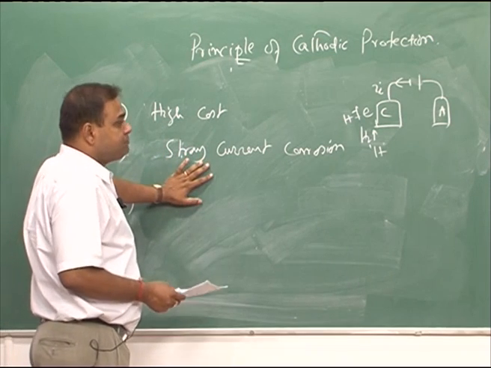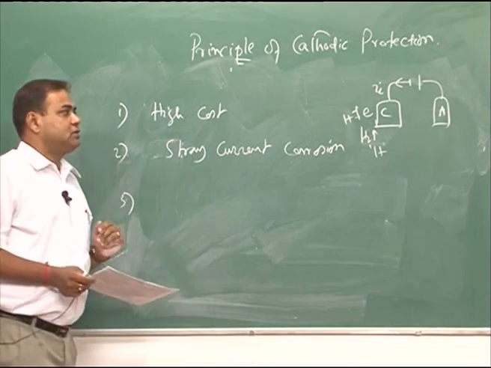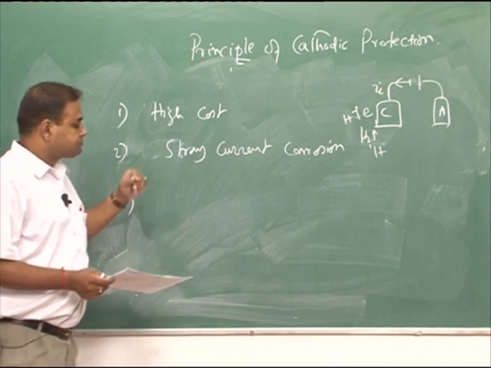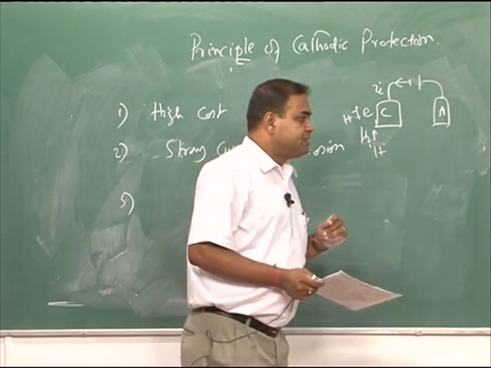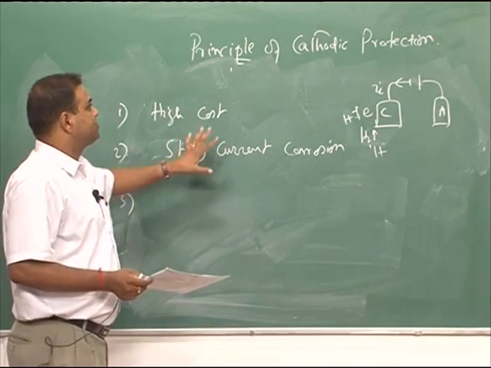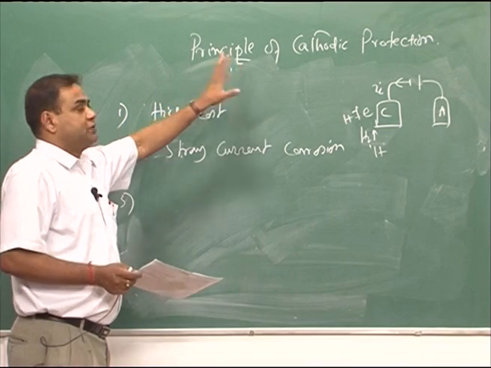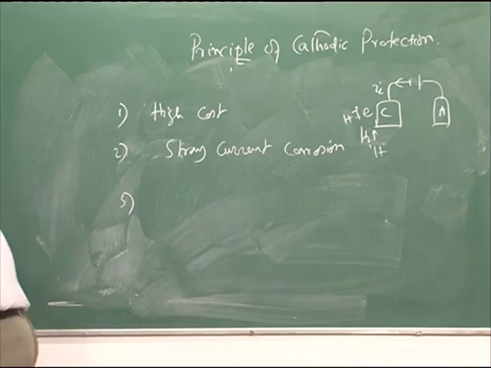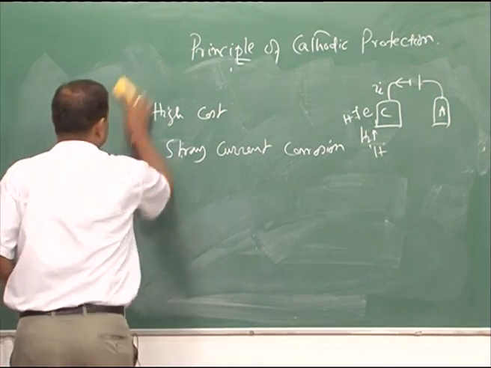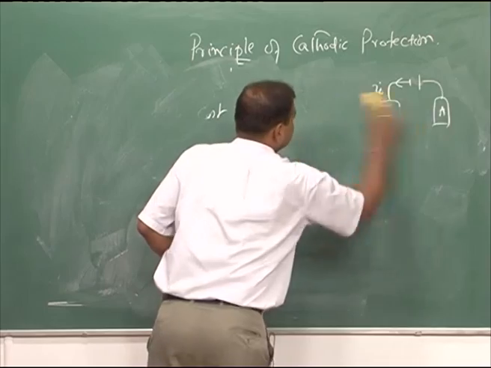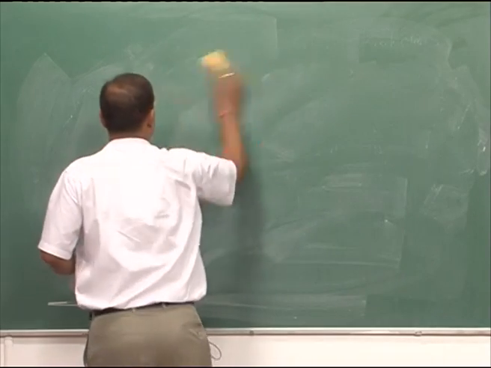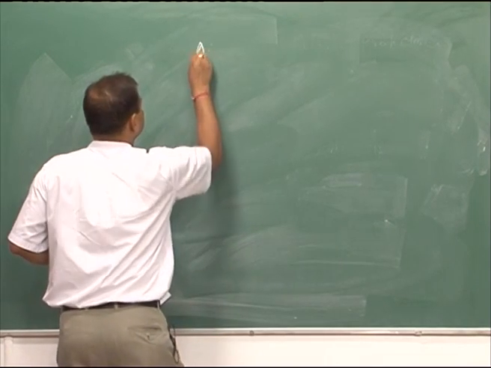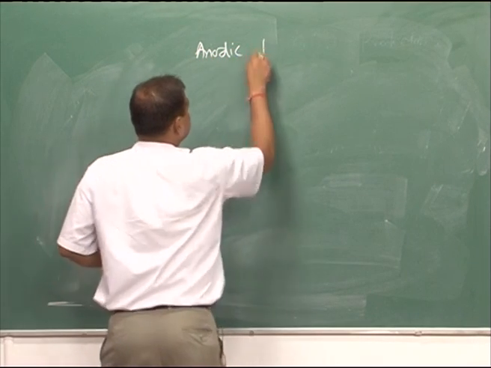So, these are the advantages and disadvantages of ICCP, and we have also seen the sacrificial anode method, and these are the two methods by which we can go for cathodic protection. Now, there is one more protection mechanism which is also falling under electrochemical ways of corrosion protection, that is anodic protection.